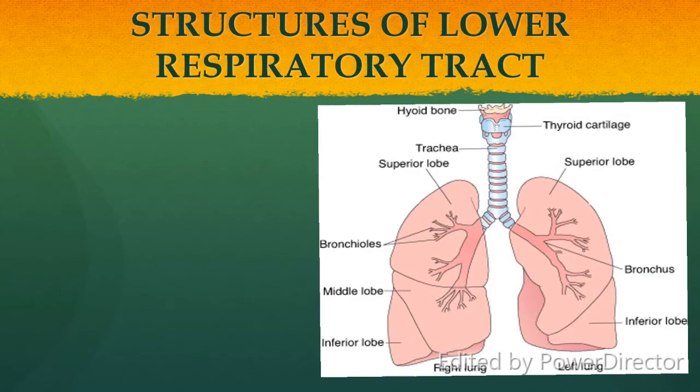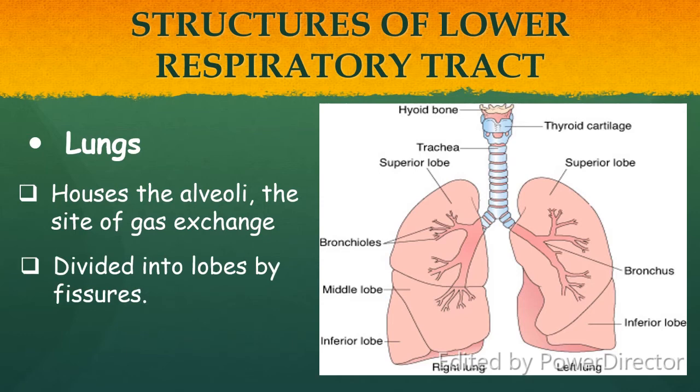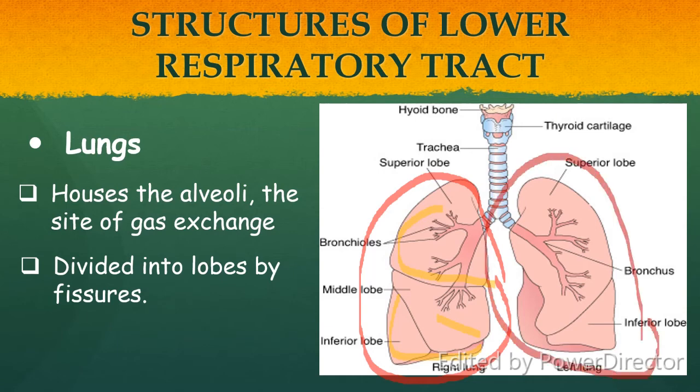The next part is the lungs. The lungs are responsible for housing the alveoli, which is the site for gas exchange. Our lungs are divided into lobes by fissures or cracks. Our right lung is divided into 3 lobes. The upper part is the superior lobe, the middle part is the middle lobe, and the lower part is the inferior lobe. While the left lung is only divided into 2 lobes: the upper, the superior lobe, and the lower part, the inferior lobe.